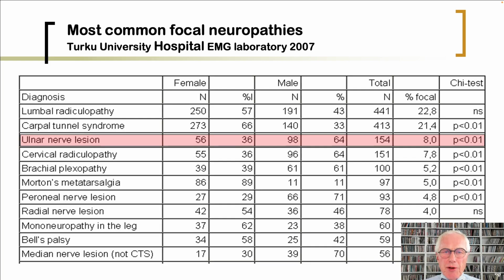If we look at various kinds of focal neuropathies we see in an electrodiagnostic lab, ulnar nerve neuropathies are very high on the list, usually number 3. Here we see statistics from the University Hospital in my hometown. We see that ulnar neuropathy is the 3rd most common neuropathy we see.